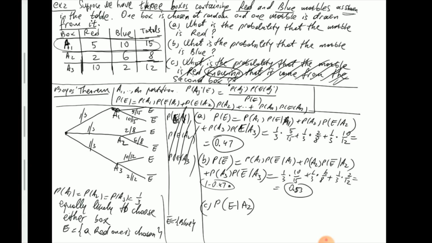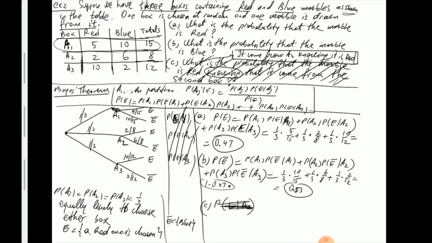So because part C is already given, right? The way it was stated, probability of the marble being red, knowing that it came from a second box, is the probability of E given A2. So that's already given in the tree. What I meant here, let me write it here. So the probability that it came from A2 knowing it is red. Okay, so please change that part C, because that's what I meant.